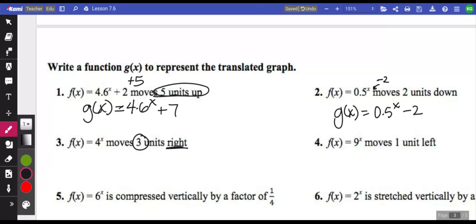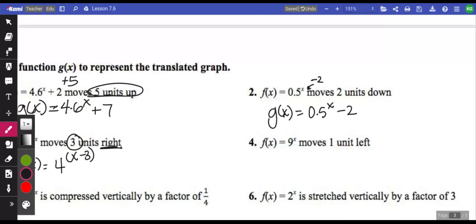If I want to go 3 right, I have to think opposite. And I also need a set of parentheses to do that with the x. So I would do x minus 3 in parentheses. If I want to go 1 unit left, again, I have to think opposites. So I need a parenthesis with x plus 1.